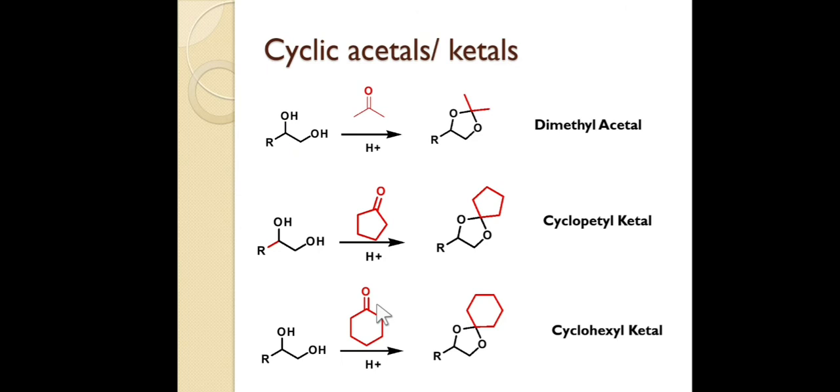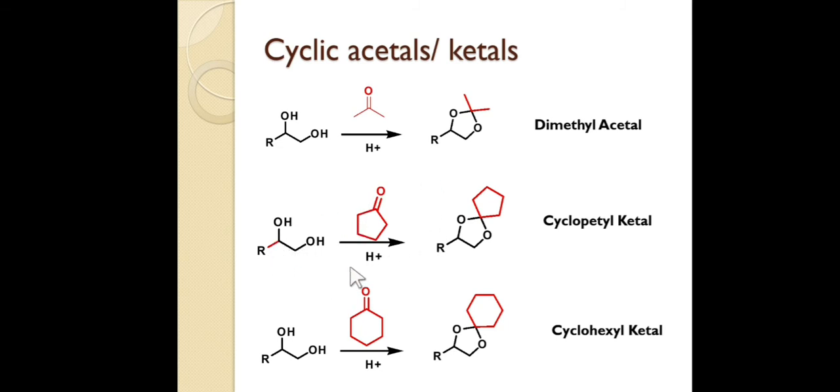Besides this dimethyl acetal and benzylidene protection, we have cyclic acetal also. This is the example of dimethyl acetal and these two are examples of cyclic acetals. Cyclic acetal can be formed with the help of cyclopentanone as well as cyclohexanone. Friends, you can see this is a simple ketone. Instead of this simple ketone, we are using cyclic ketones. So the mechanism of protection and deprotection are the same, but we are just using cyclic acetal.